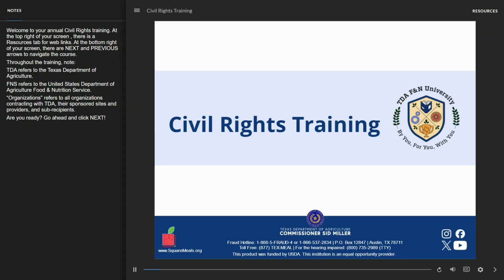Welcome to your annual civil rights training. At the top right of your screen, there is a resources tab for web links. At the bottom right of your screen, there are next and previous arrows to navigate the course.